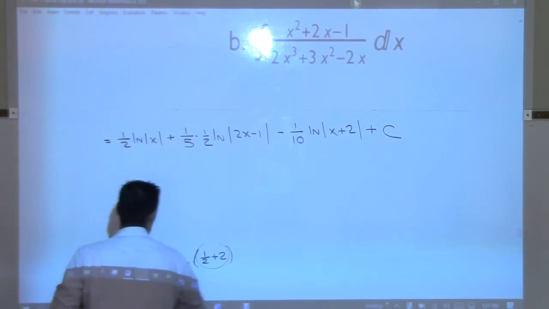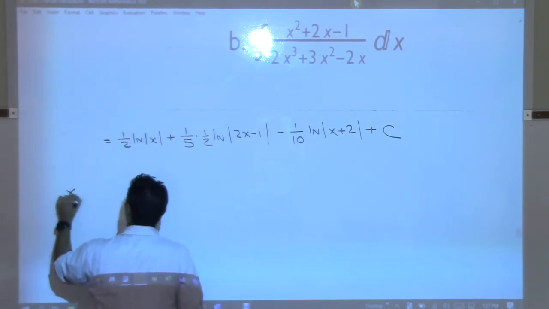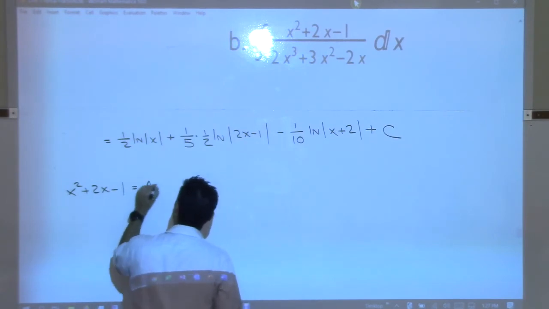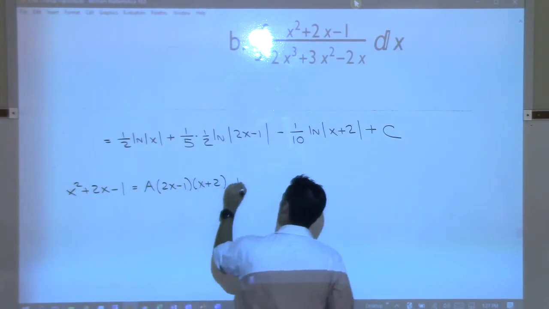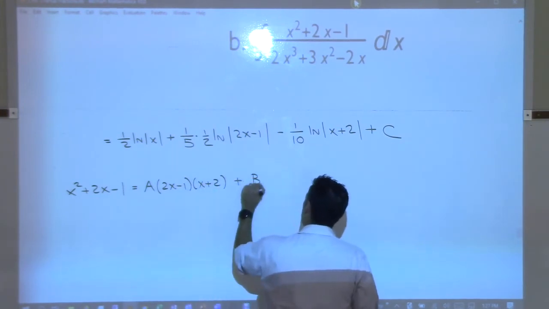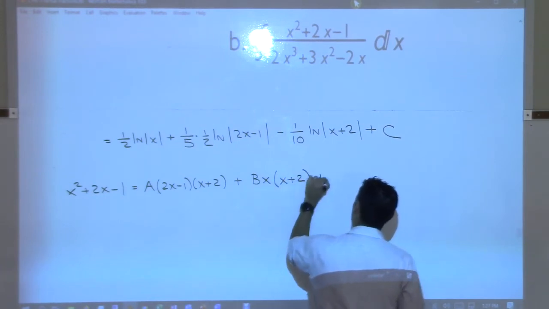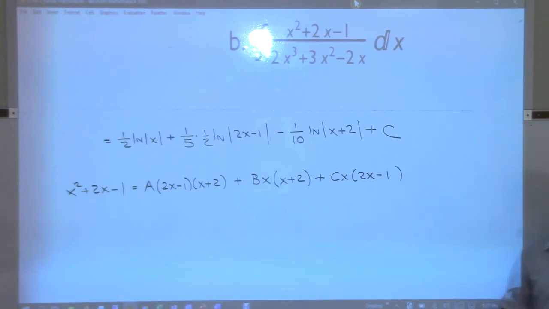So let's go back to where we were. We had gotten to a point where it was x squared plus 2x minus 1 equals a times 2x minus 1 times x plus 2, plus bx times x plus 2, plus cx times 2x minus 1. Is that what we had? Go back and check. Remember when we were at this line? That's where I said long way or short way. So now the long way.